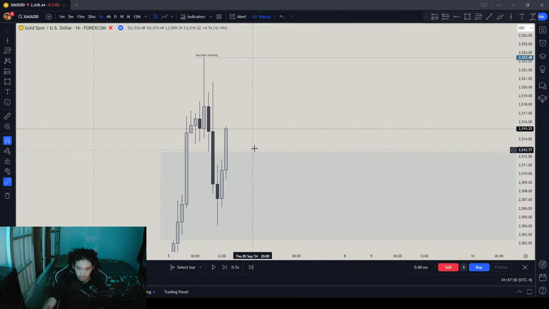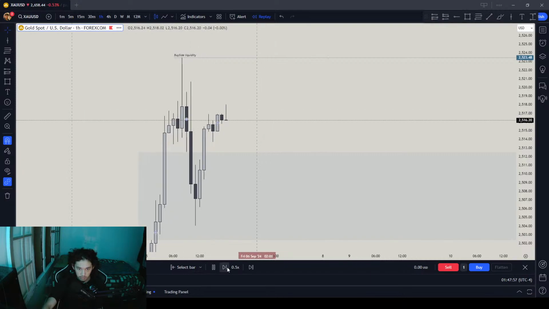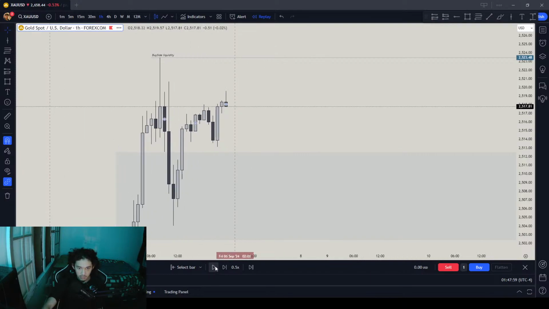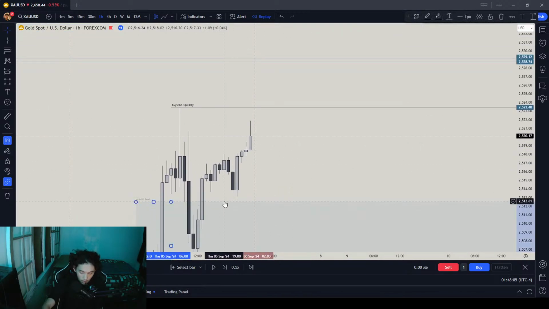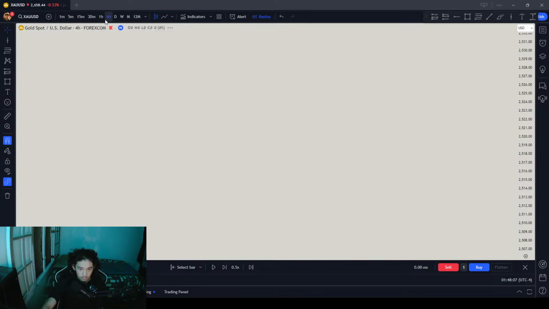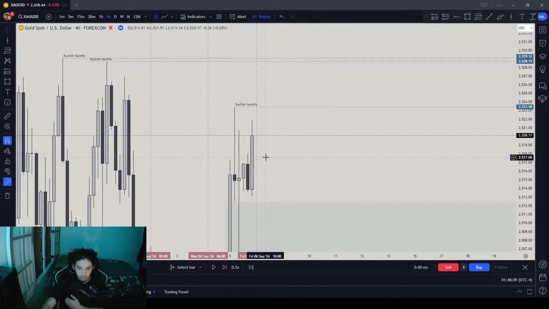Now we're looking for setups. We just avoided so many losses, right? We just avoided so much drawdown. Go to the next session now. Looking to wait for the session to clear up. Boom. The 4 hour draw on liquidity is still bullish.